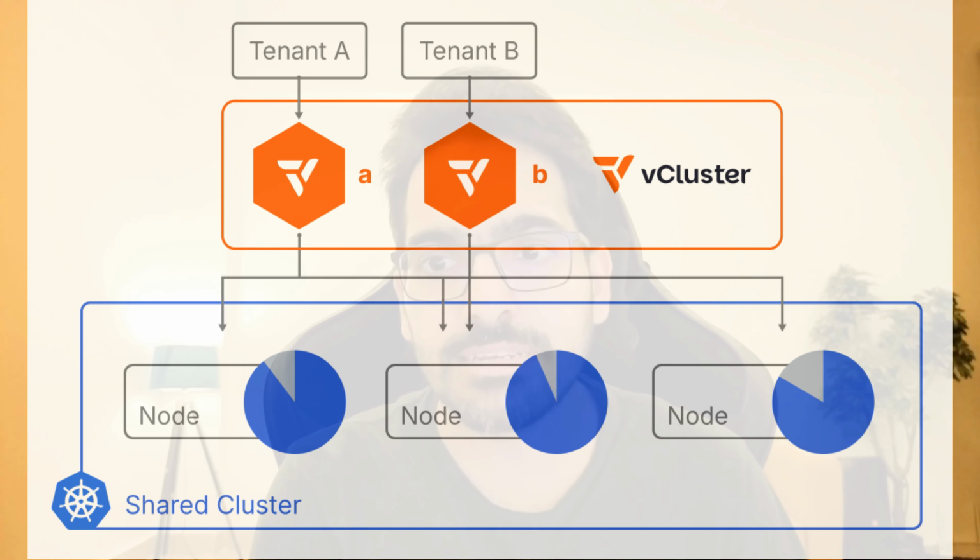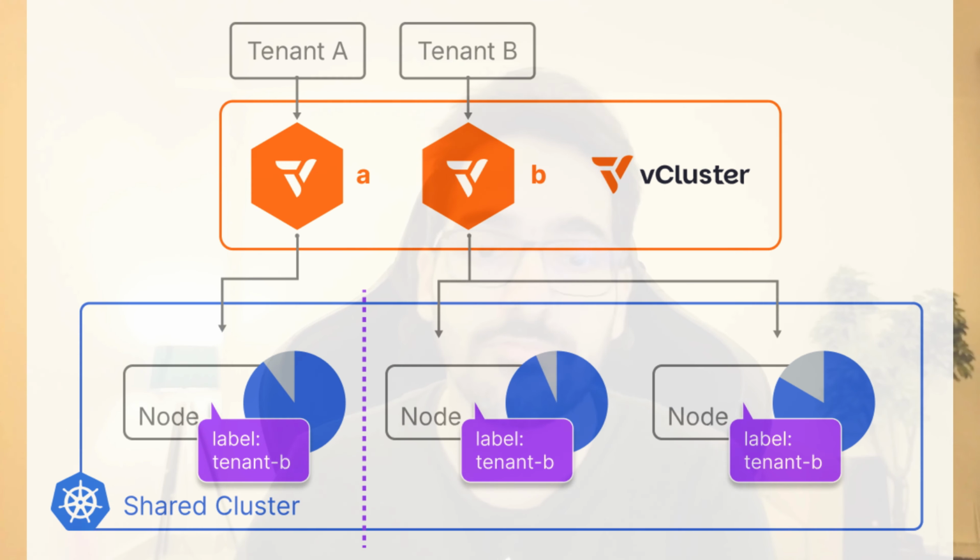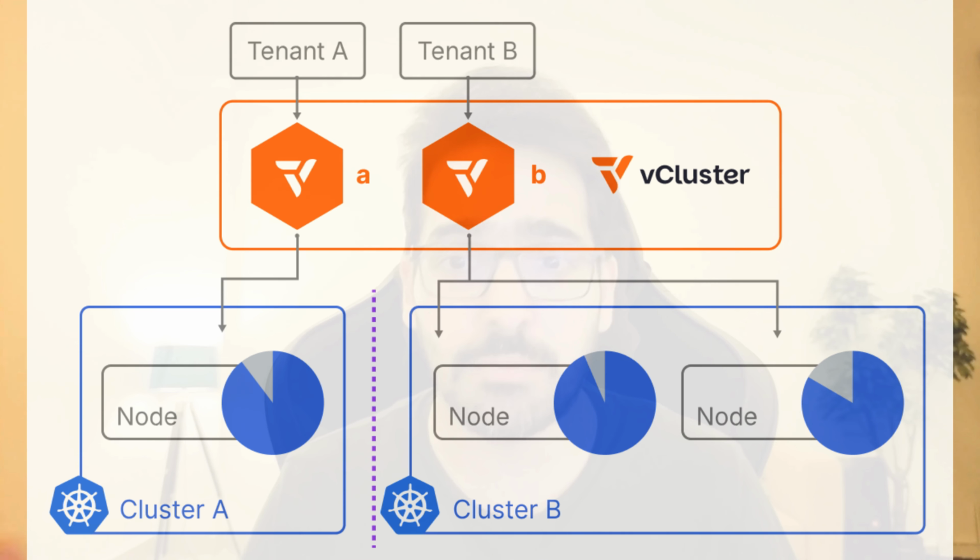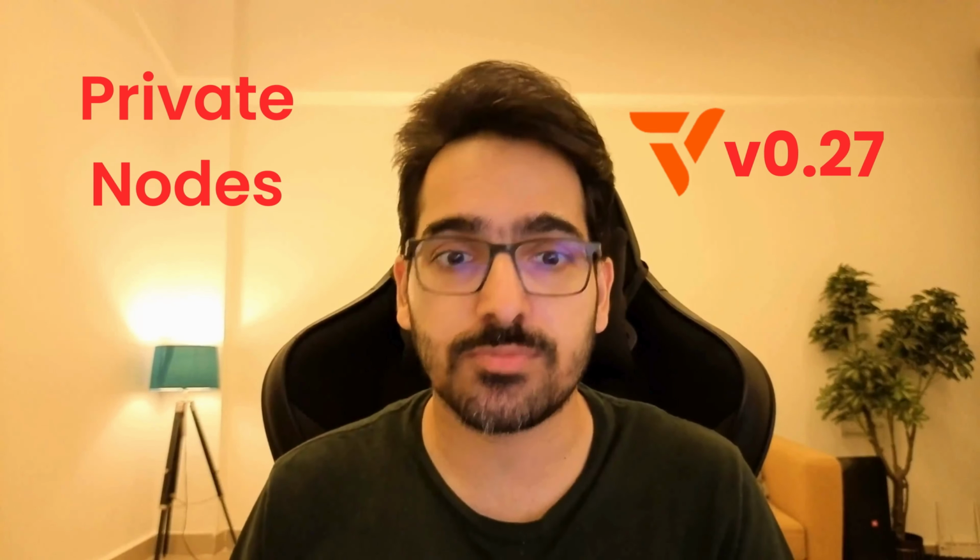In Kubernetes multi-tenancy, not all workloads are the same. Some are fine with sharing the nodes, others are fine with dedicated compute, and some require complex isolation for compliance, security, and performance. In this video, we'll be exploring the brand new vCluster feature called private nodes.